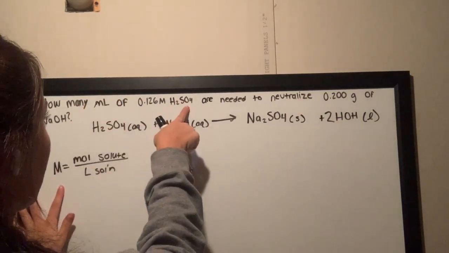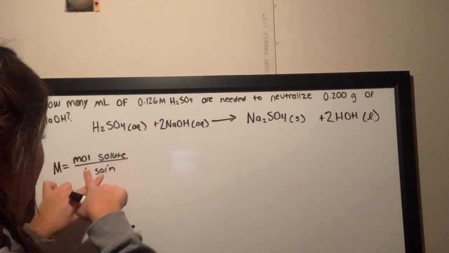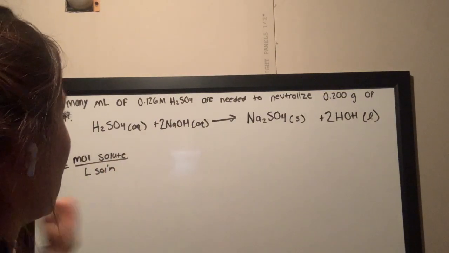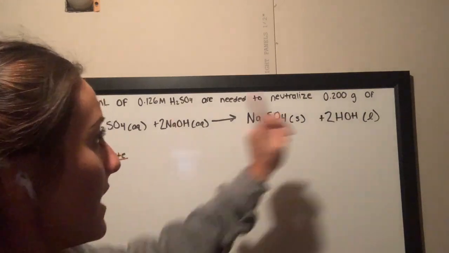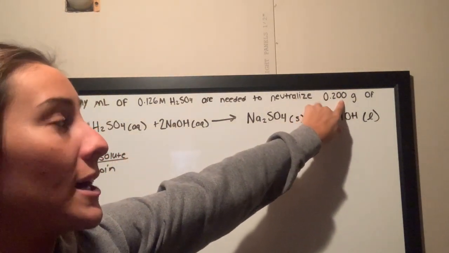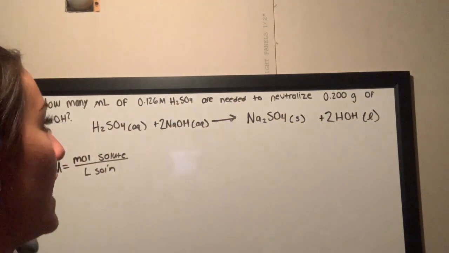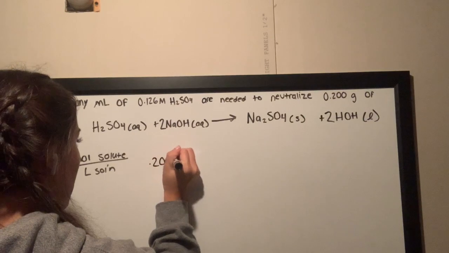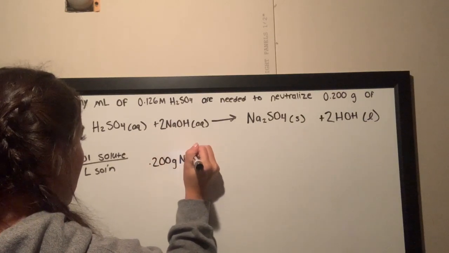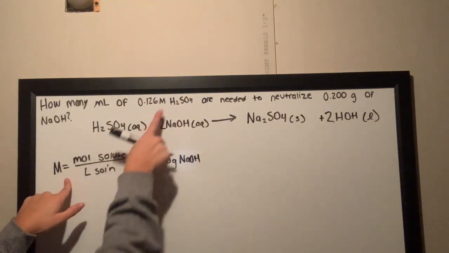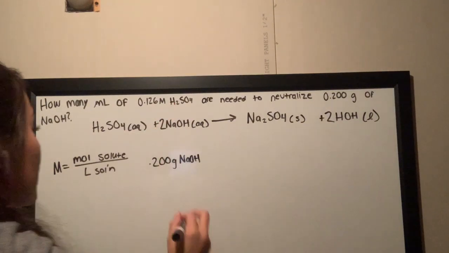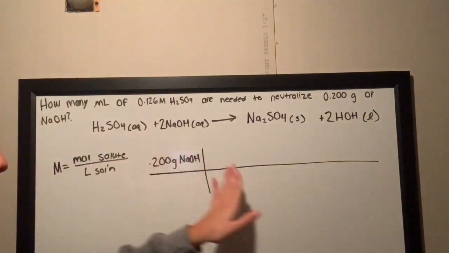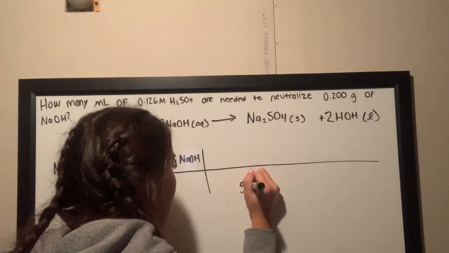And we have the molarity of H2SO4, but we don't have the moles. We do not have the moles, and we do not have grams of H2SO4 to find the moles. But we have the grams of NaOH. And if you remember, you can use this 0.200 grams of NaOH to determine the moles of H2SO4. So, using dimensional analysis, I set it up like this. This is what you're given. Same units as the given. It's going to be grams NaOH.